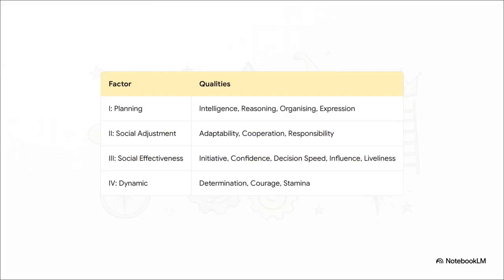Here you can see the entire framework laid out. 15 distinct qualities, all neatly organized into 4 factors that really depend on each other. You've got the intellectual core of planning, the interpersonal skills of social adjustment, the action-oriented nature of social effectiveness, and that inner resilience of the dynamic factor. Put them all together and you get a pretty complete model of leadership.